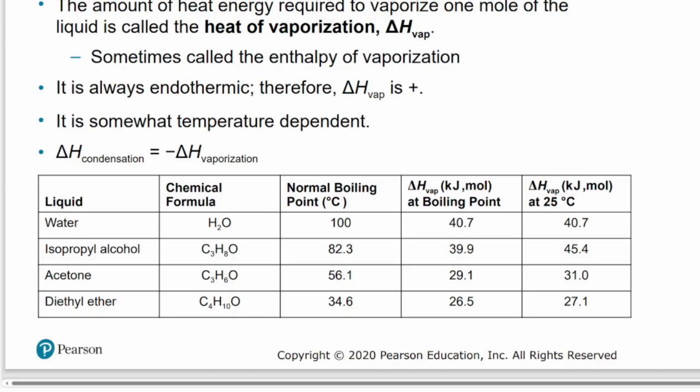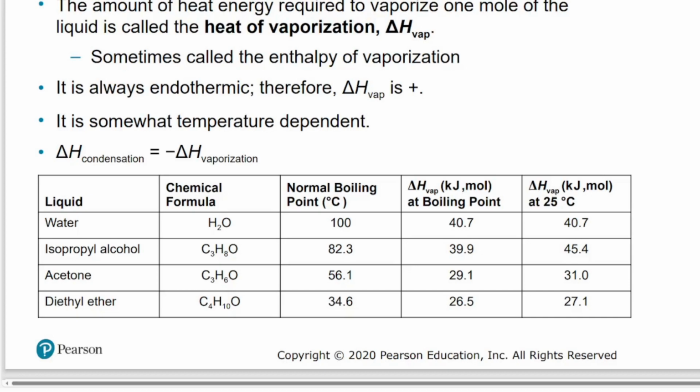So water has the chemical formula H2O, normal boiling point of 100, and a delta H of vaporization at the boiling point of 40.7 kilojoules per mole. Water isn't as temperature dependent, and it also has a delta H of vaporization at 25 degrees C of 40.7 kilojoules per mole. For isopropyl alcohol, we have the formula C3H8O, normal boiling point of 82.3 degrees C. At that boiling point, the delta H of vaporization is 39.9 kilojoules per mole, and at 25 degrees C, we have a 45.4 kilojoules per mole delta H of vaporization. For acetone, those values are 29.1 and 31. For diethyl ether, those values are 26.5 and 27.1.